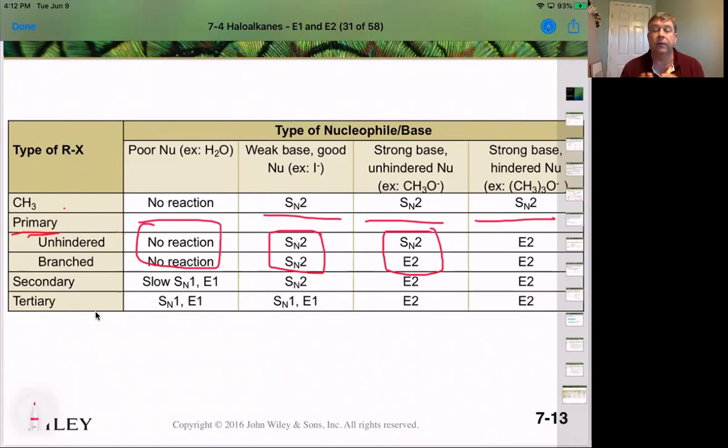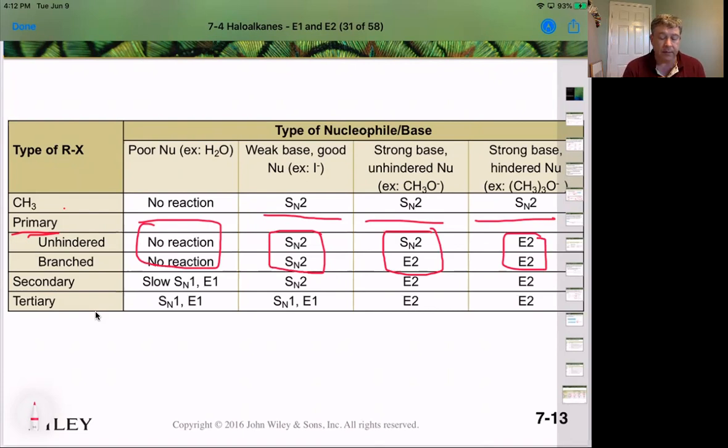Okay. If it's unhindered, there's a possibility for that SN2 reaction. However, if that alkyl group starts to branch, it starts to get bigger and bulkier, we are favoring an E2 reaction, where we are doing an elimination process with the absence of a carbocation. And with strong bases, they undergo E2 reactions because the protons can be pulled off from the beta carbon.